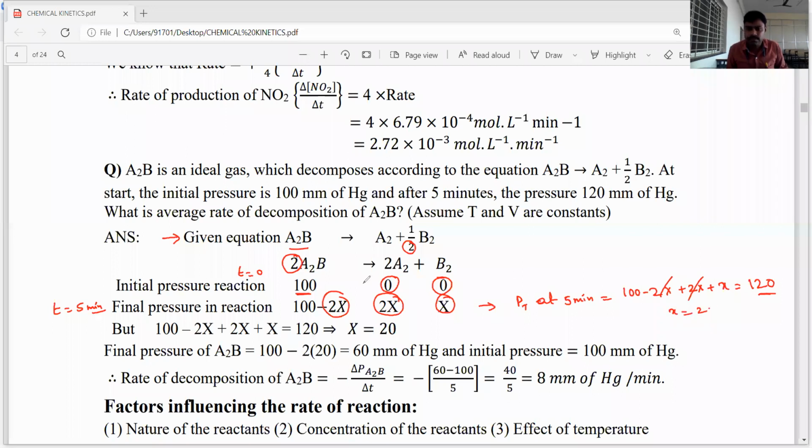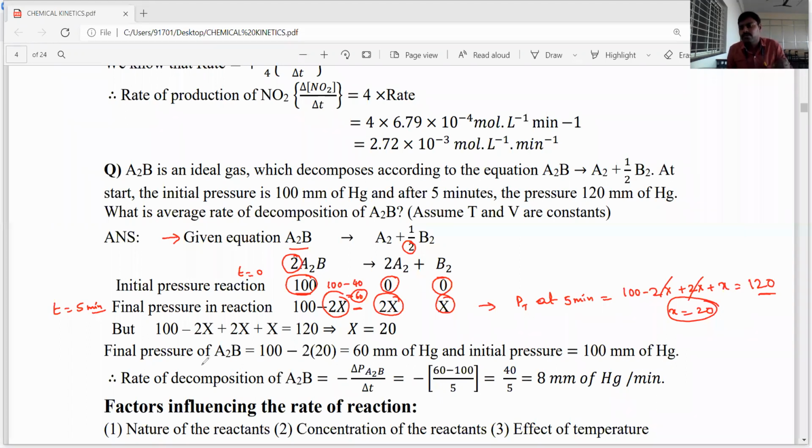If x is equal to 20, how much will the pressure decrease? 100 minus 40, so 100 minus 40 is equal to 60. So initially the A2B pressure is 100, but after 5 minutes the A2B pressure becomes 60. Then we have to find out the average rate.